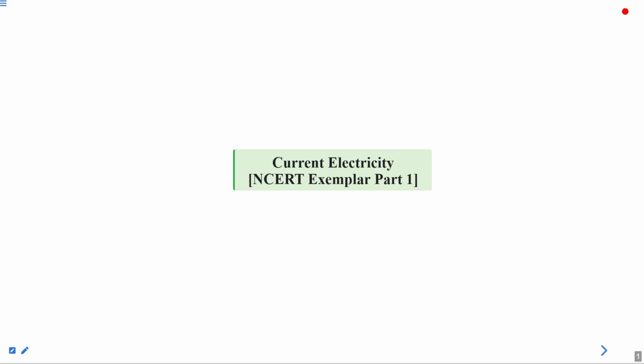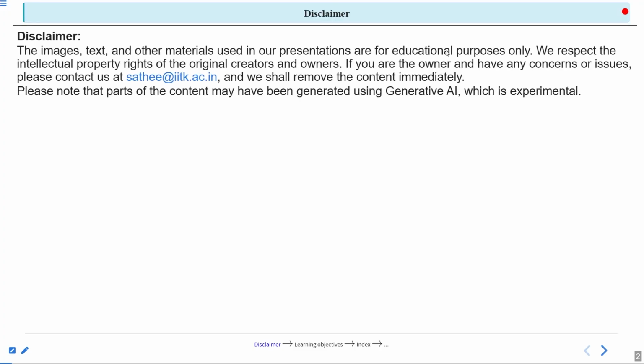So, hello students. Today we are going to discuss current electricity NCERT example part 1. So, this is the disclaimer.